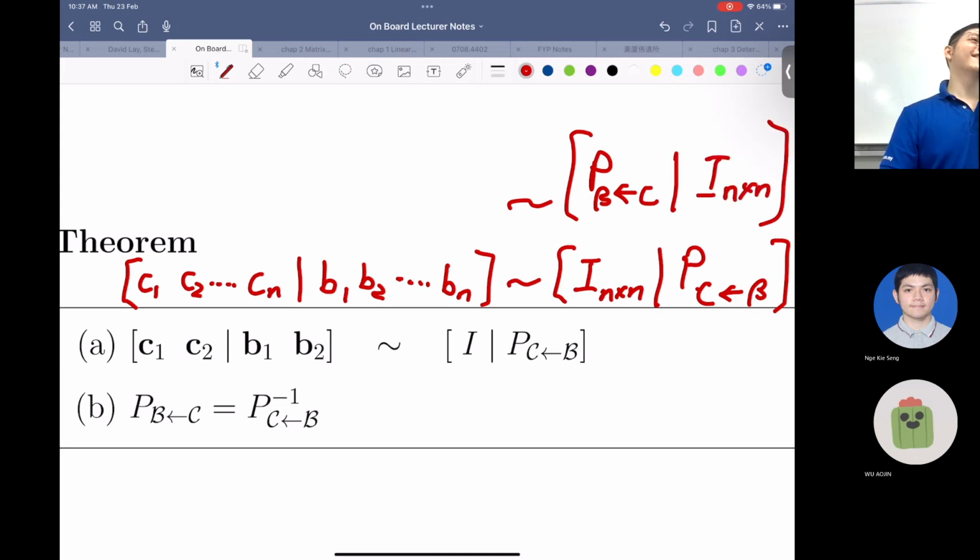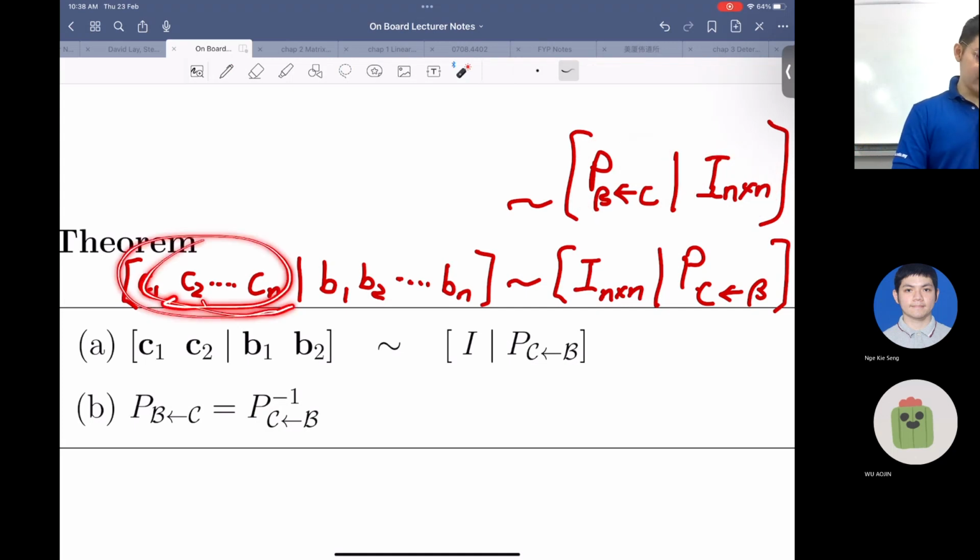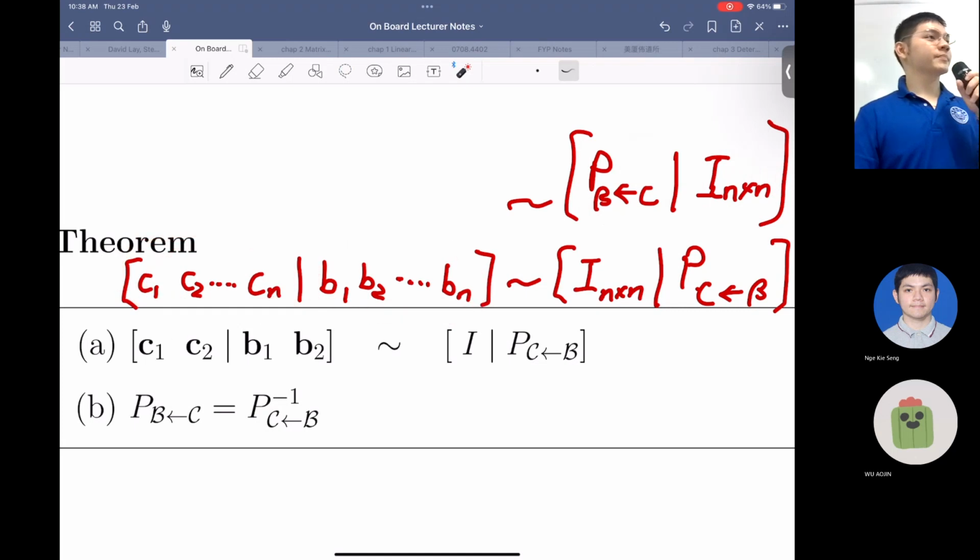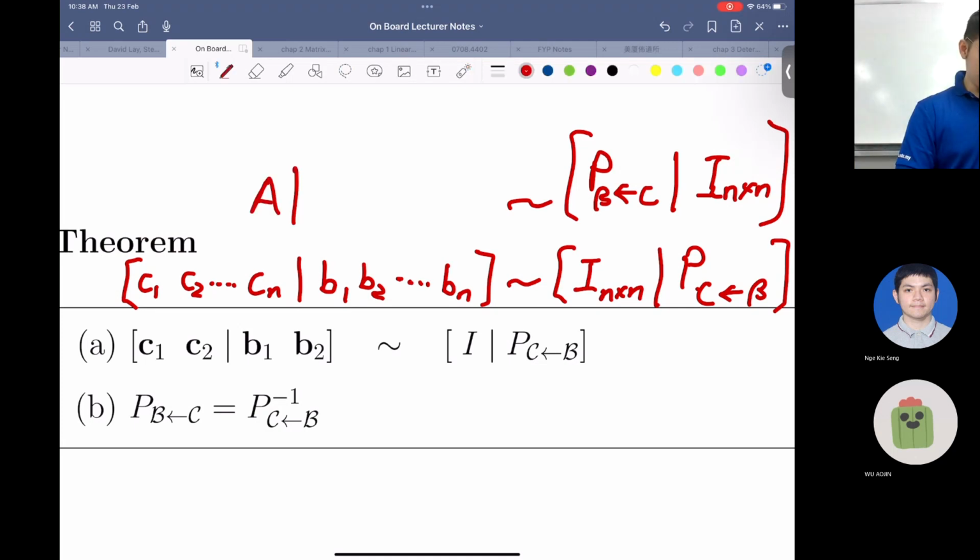Yeah, this is more like mathematics. You can do whatever you want within the rules. So if you make identity on the one side, then this one will become C to B, because you make everything in C in terms of B. Yeah, you can think of it as an inverse.